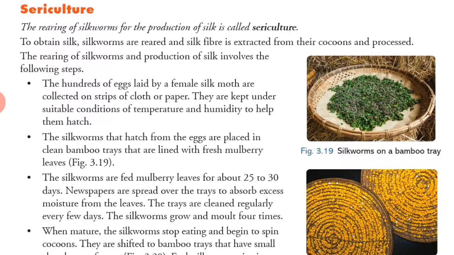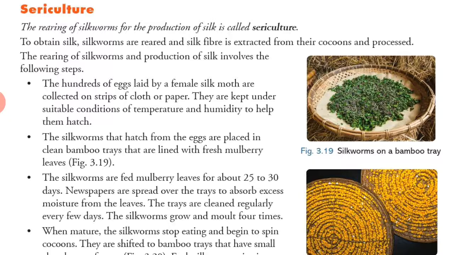The rearing of silkworms and production of silk involves the following steps. The hundreds of eggs laid by a female silk moth are collected on strips of cloth or paper. They are kept under suitable conditions of temperature and humidity to help them hatch.